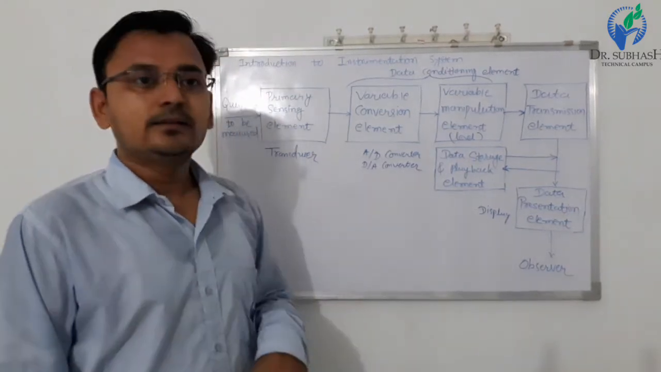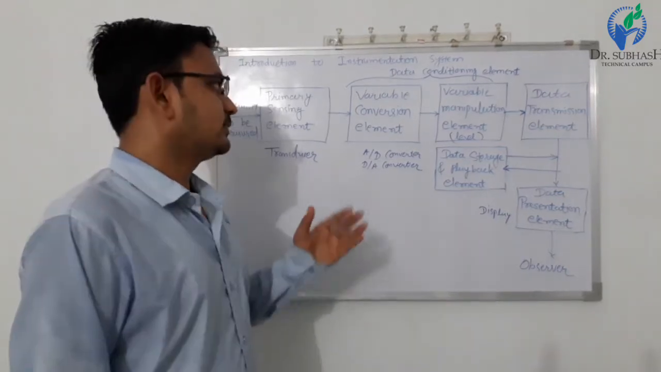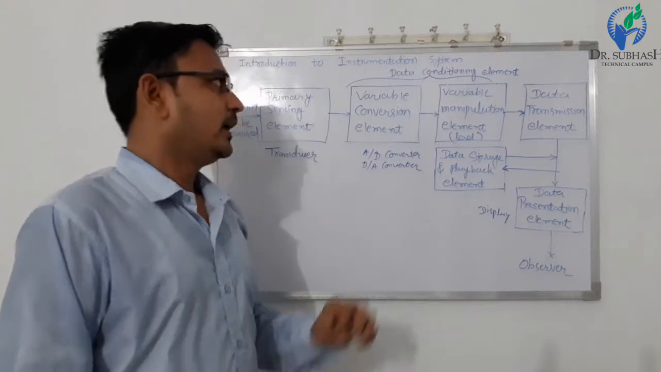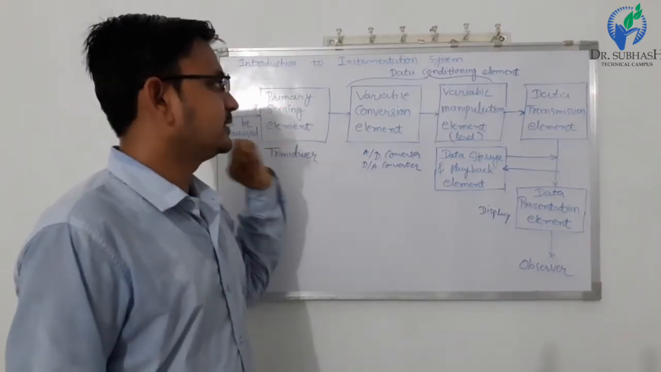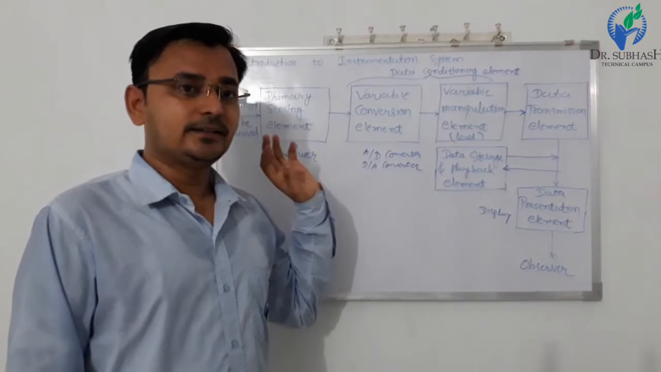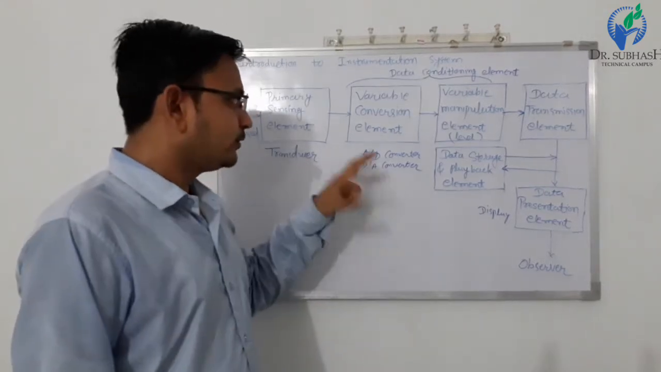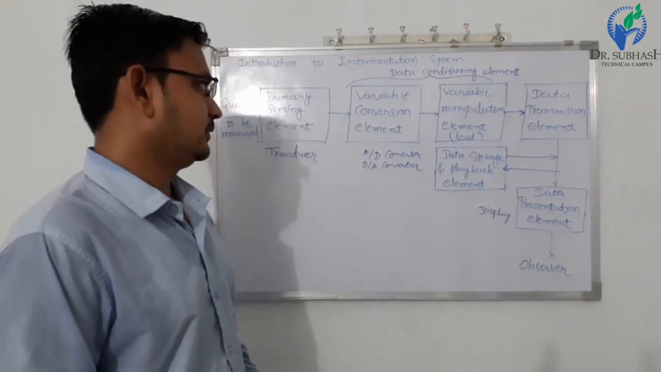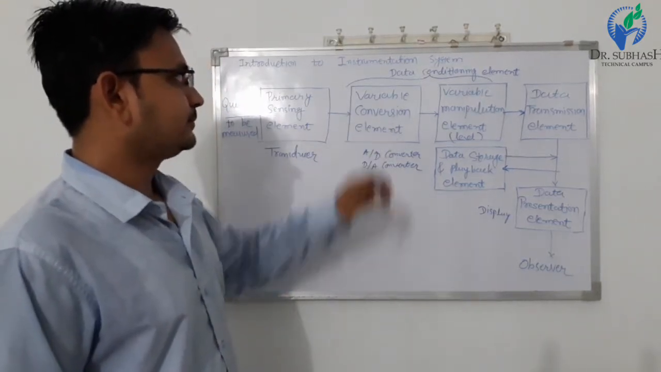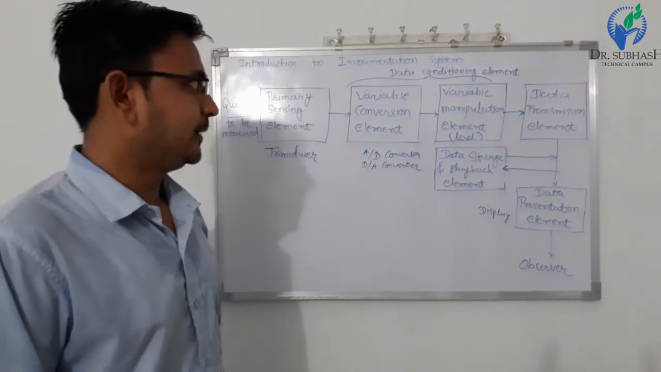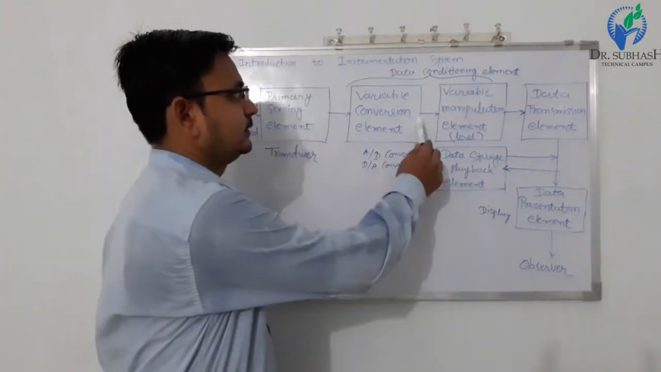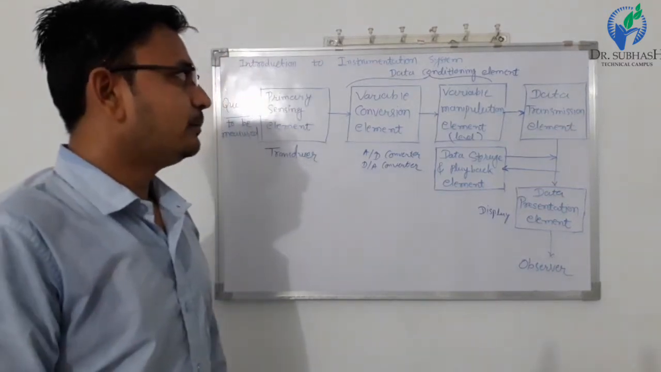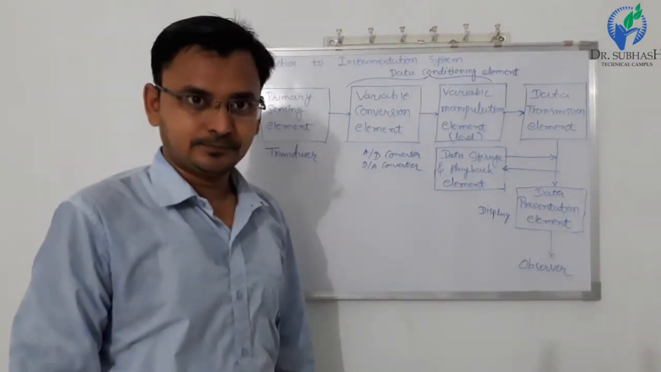It may be reversed. It means if the measuring system requires analog input and the output from the primary sensing element is in digital form, then we have to do a digital to analog conversion. So this is the variable conversion element, and the output of the variable conversion element is given to the variable manipulation element.